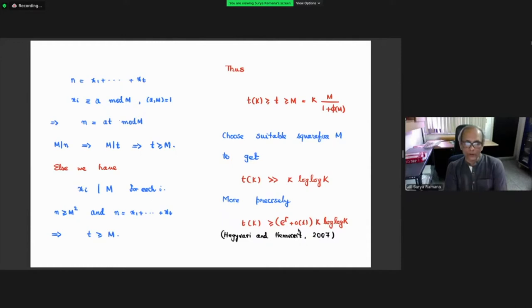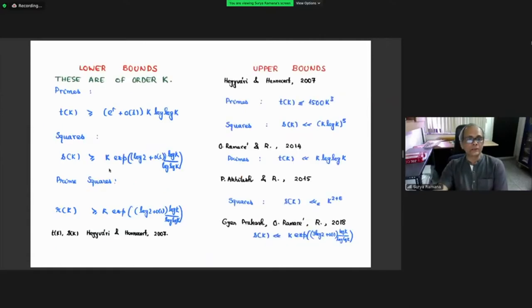You can similarly get lower bounds for the analogous numbers. So let us just have these lower bounds. All these lower bounds are of order K. That's firstly the important thing to notice. For the primes, T_K is bigger than e to the gamma times K times a fudge factor, which is log K. For the squares, it's K times another factor, which is exponential of log 2 times log K by log log K. For the prime squares, the bound for squares gives one for prime squares, because whenever you color all the squares, you end up inducing a coloring on the squares of prime numbers.